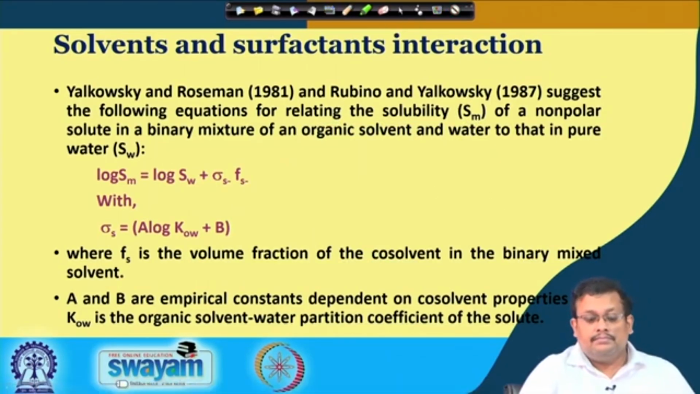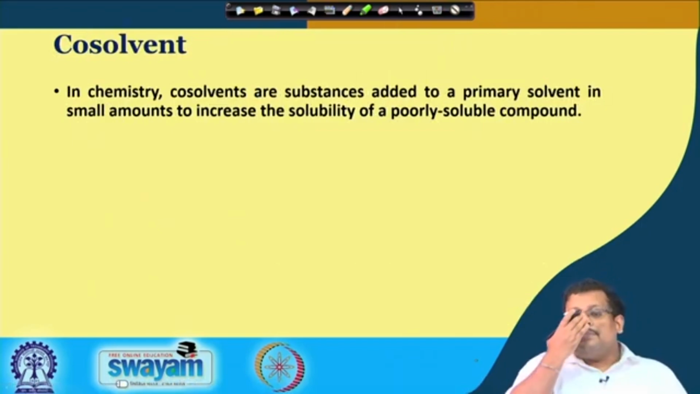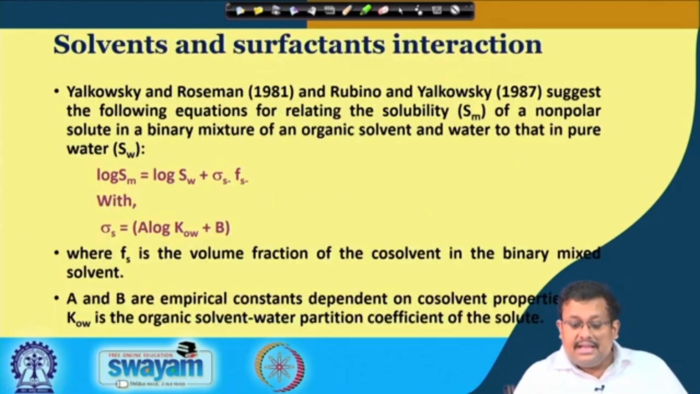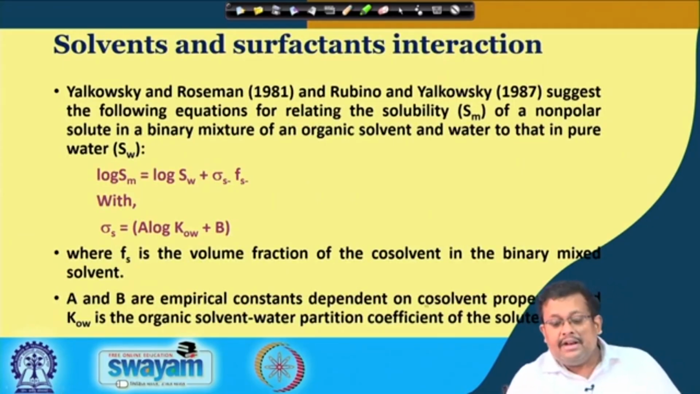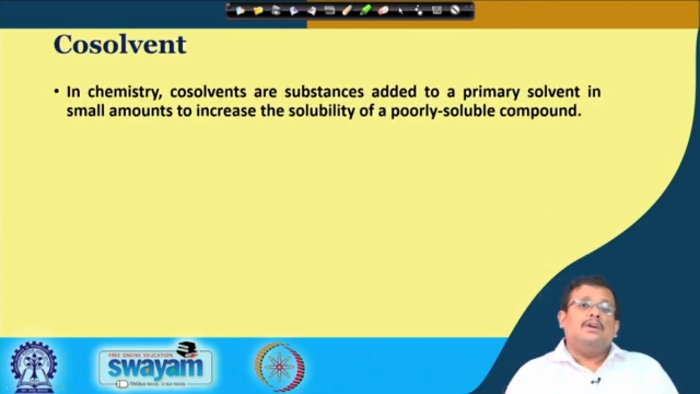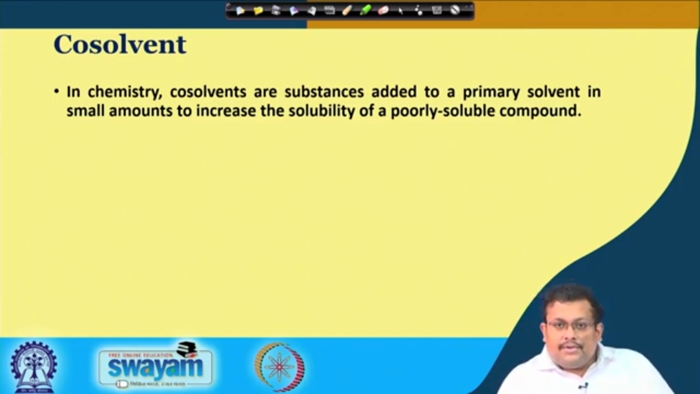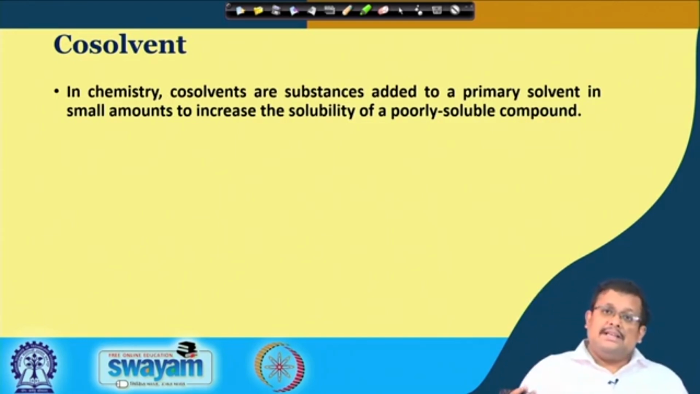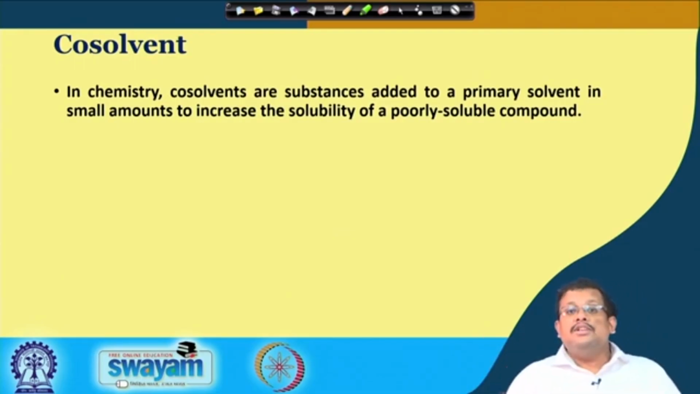Okay. So, we have talked about a thing called co-solvent in the relationship, because if you go back, you see that A and B are empirical constants depending on co-solvent properties. So, what is a co-solvent? In chemistry, co-solvents are substances added to a primary solvent in small amounts to increase the solubility of a poorly soluble compound.